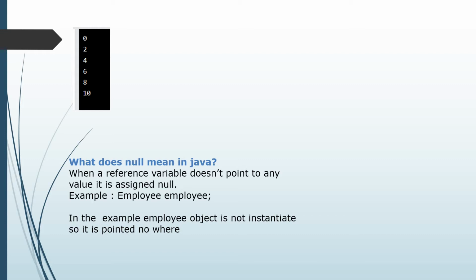So when you just create an Employee, this is the reference variable, right? Employee is a class, and the object is not instantiated. We are not instantiating the object, and we are not even calling the object. So it is not pointing anywhere. This is an example of where null comes into place.